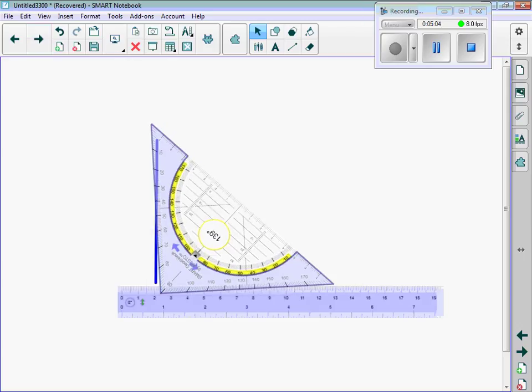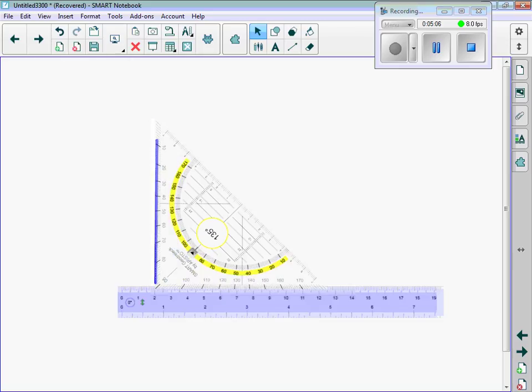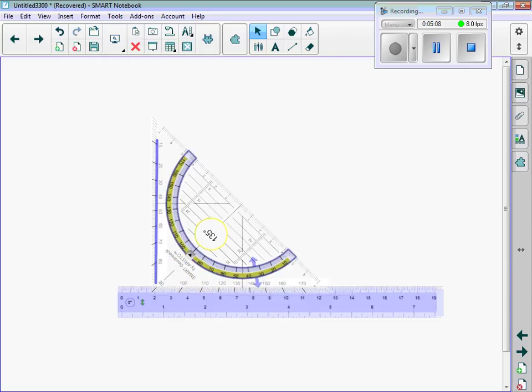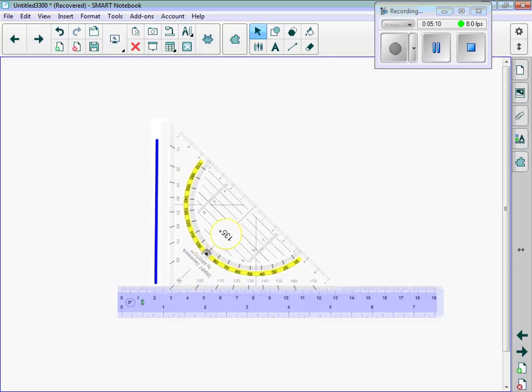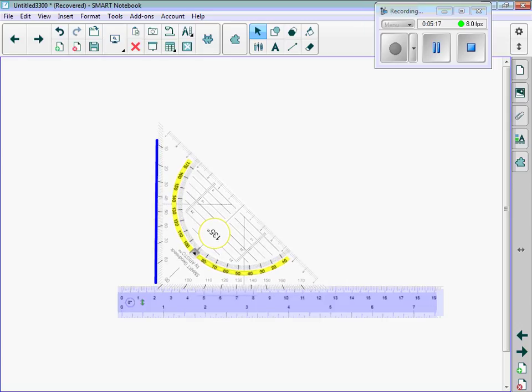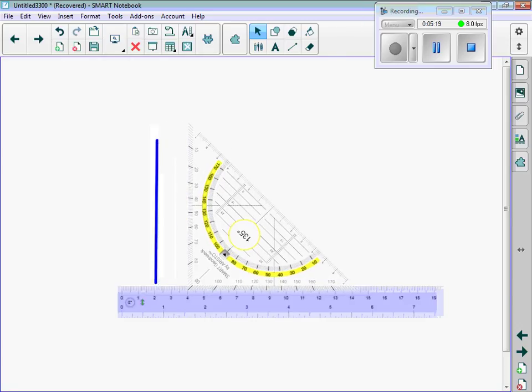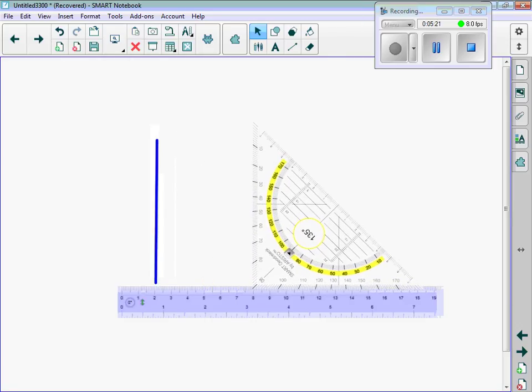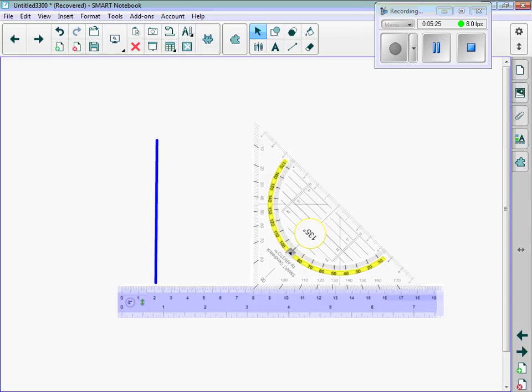Oh no, 135, I wanted that. There we go. I'm going to move my right angle triangle along. So let's say I want to make, so that was at 2 centimeters, I want to make them 6 centimeters apart. So I'm going to move this along till I get to the 8, which would mean that my two lines are going to be 6 centimeters apart, or roughly at the 8.